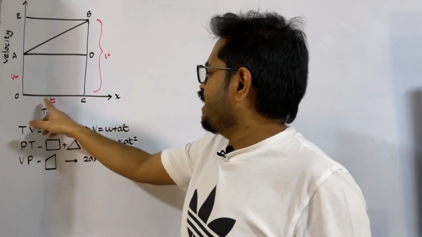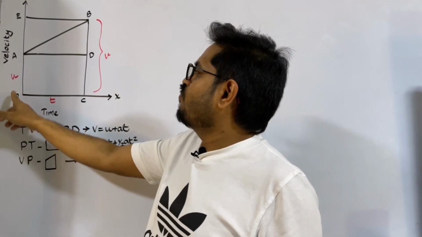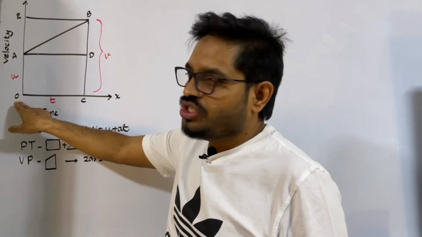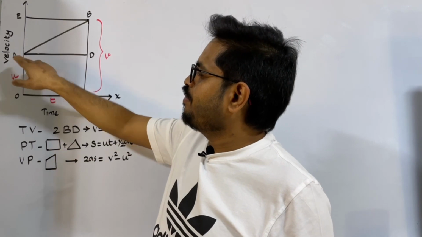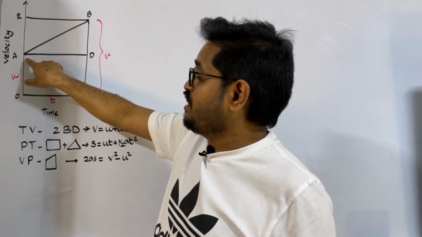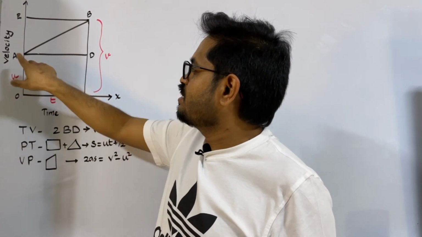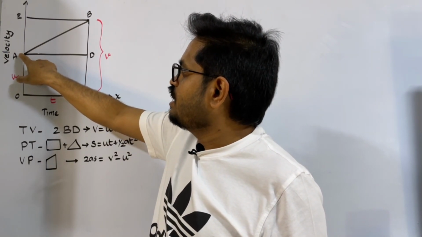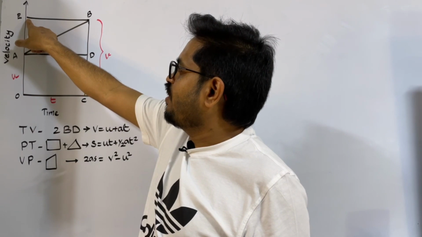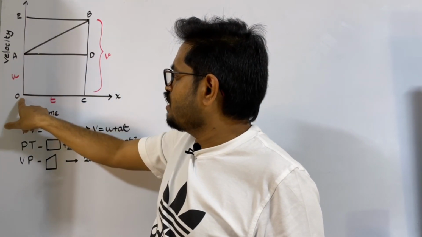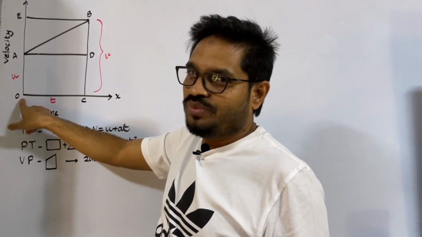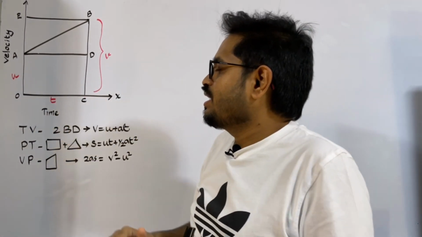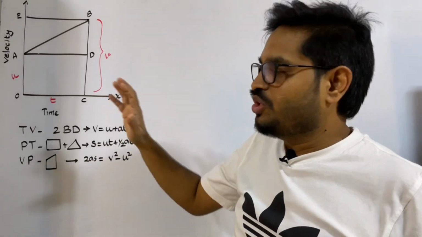Number one, on the x-axis we have time, and on the y-axis we have velocity, and this is the origin, and this is the point from which the object is starting, which is the initial velocity. So here is the initial velocity, and here is the final velocity. The initial velocity is not zero, so it is not equal to zero.